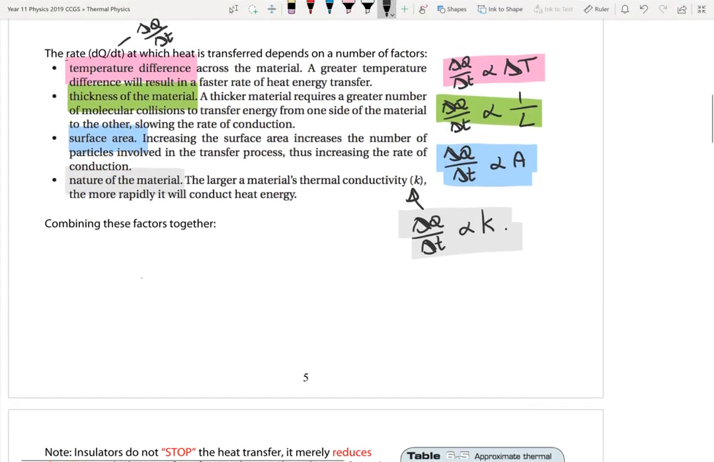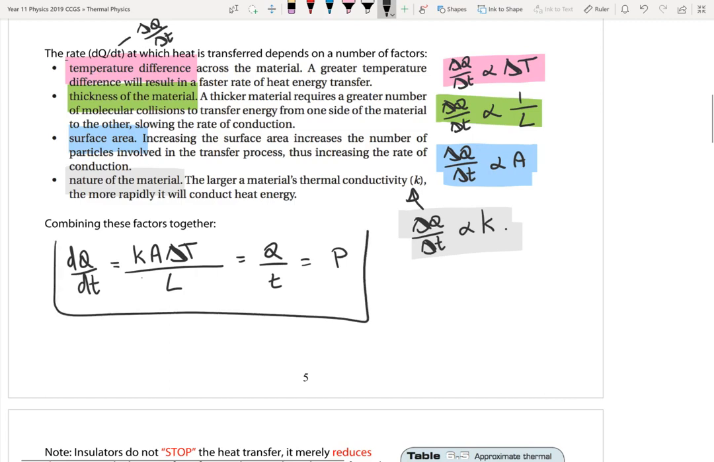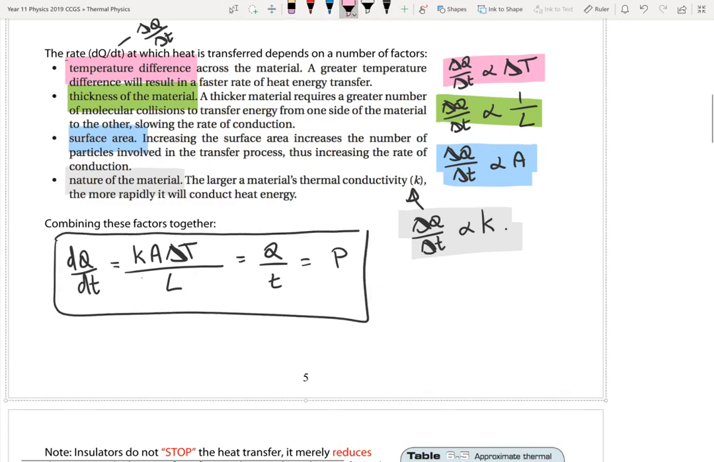If we combine them all together, we've got K, A, delta T divided by L. Okay? And that is Q on T, which is power. So really, this equation is the power of thermal conduction. How quickly heat can be drawn through a substance depends on the temperature difference, the surface area, the thickness of it, and what it's made of.